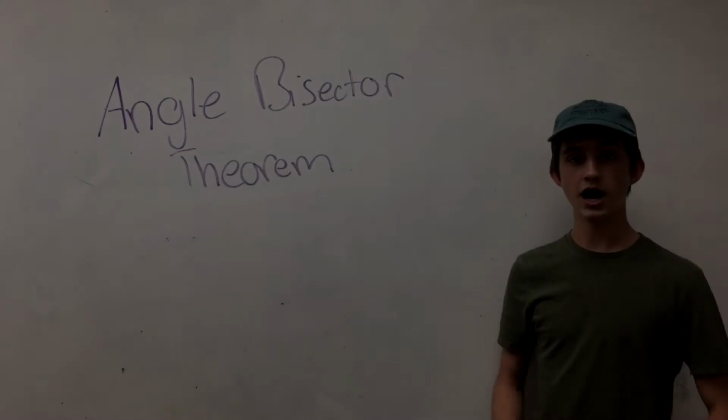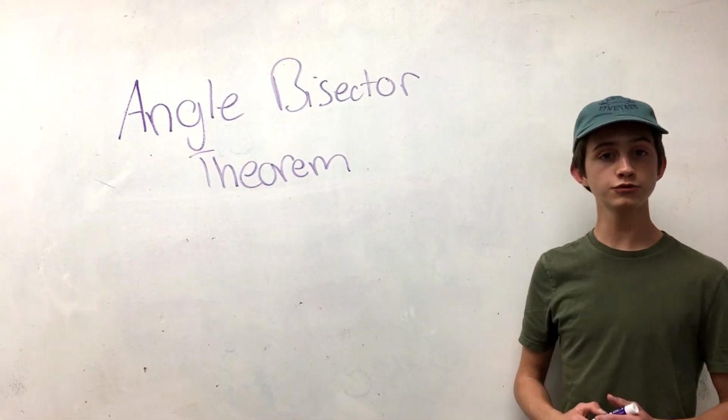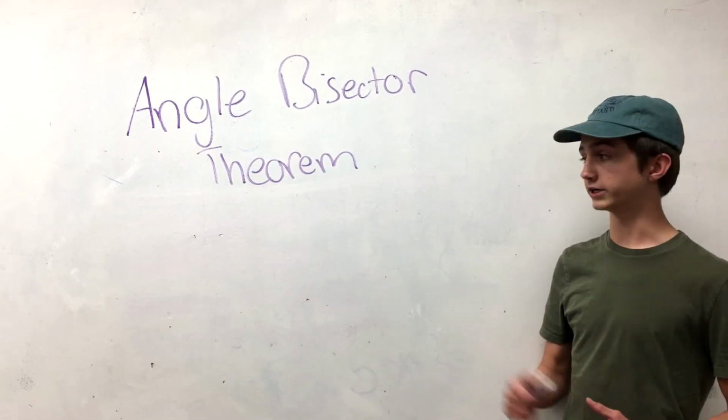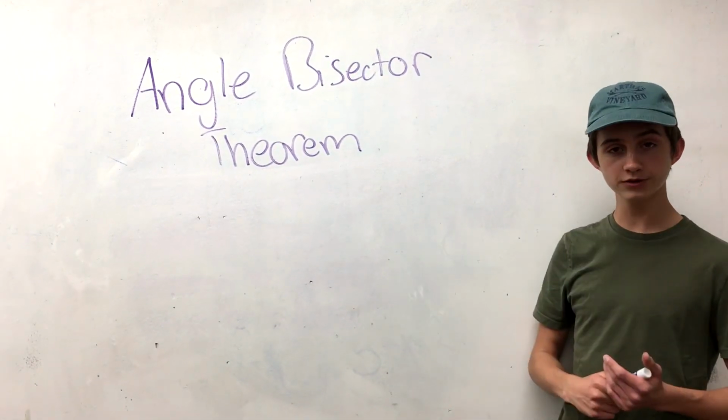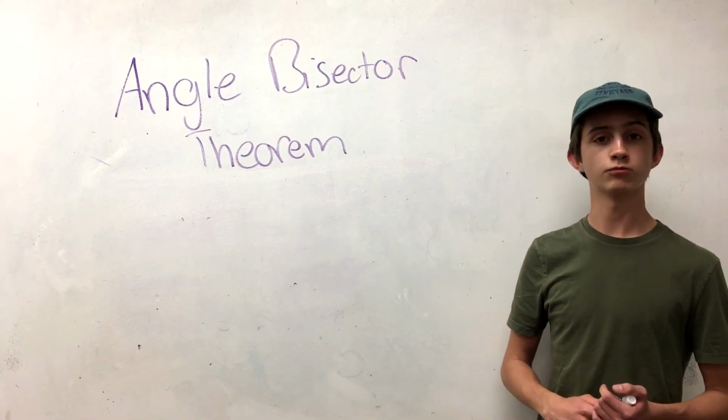In this video, I showed you how the angle bisector theorem works, what it's used for, and examples using abstract variables, real numbers, and an example of finding the length of an angle bisector using a right triangle.